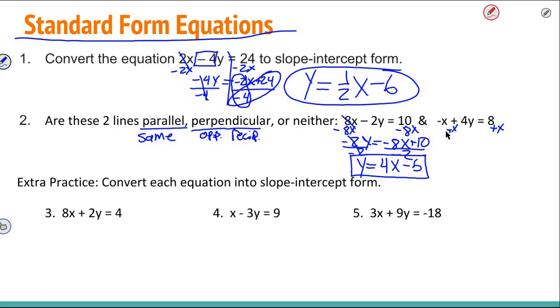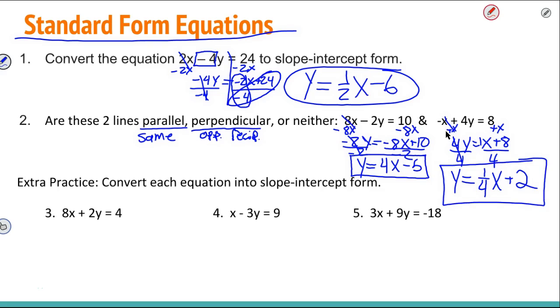Add x to both sides. We get 4y equals x plus 8. Divide by 4. Y equals, this is a 1x here, so when we divide it, we have 1/4 x plus 8 over 4 is 2. There's the 2 equations in slope-intercept form.